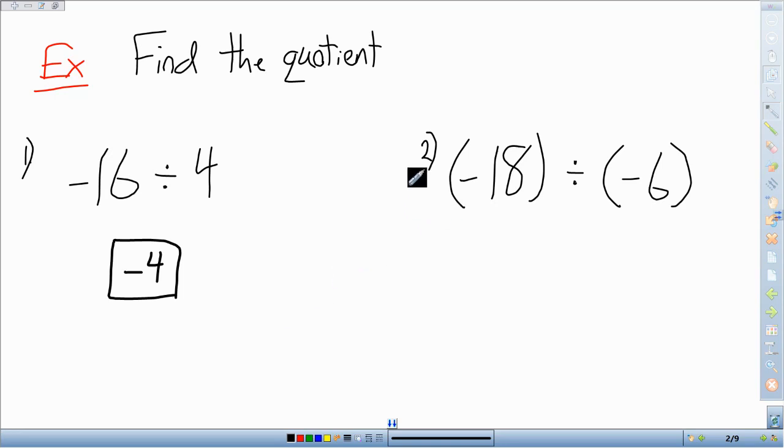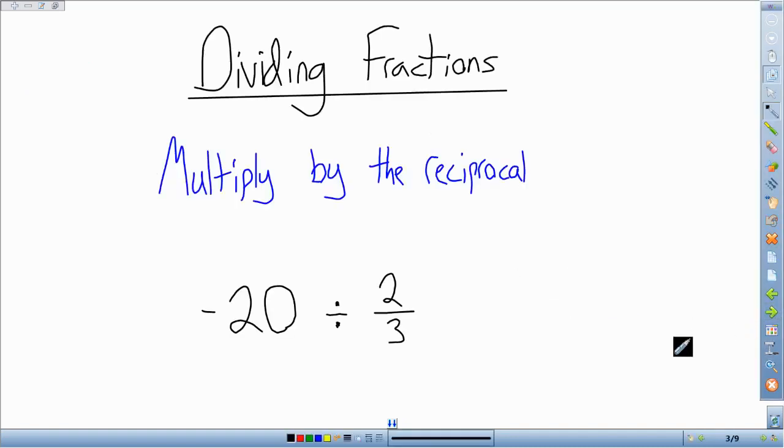Over on number 2, kind of the same idea. 6 divides into 18 evenly, goes in 3 times. But we have a negative divided by a negative. Since they have the same signs, we know our answer is going to be positive, right? So we're going to get a positive 3. All right, so those are nice and quick.